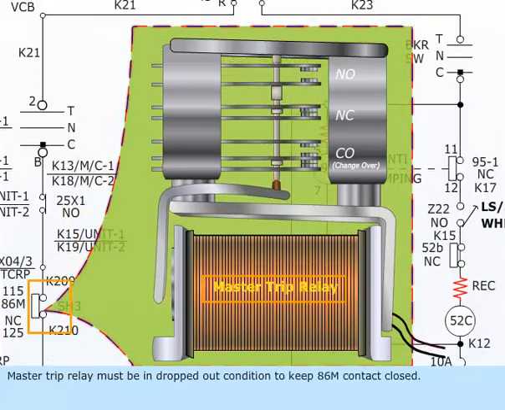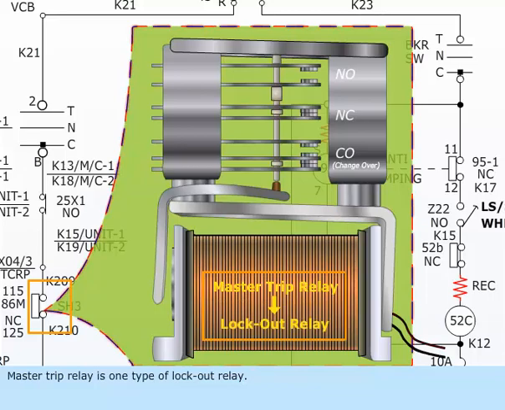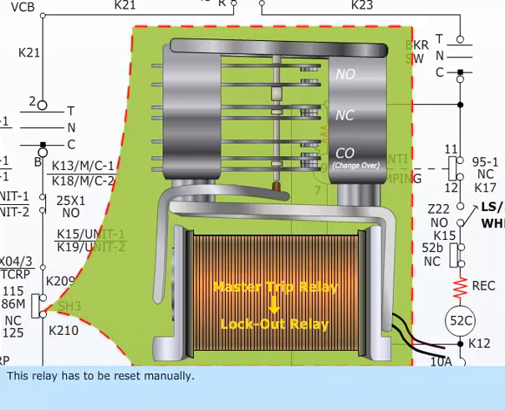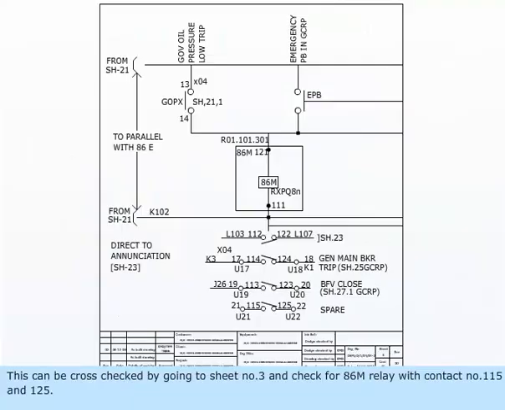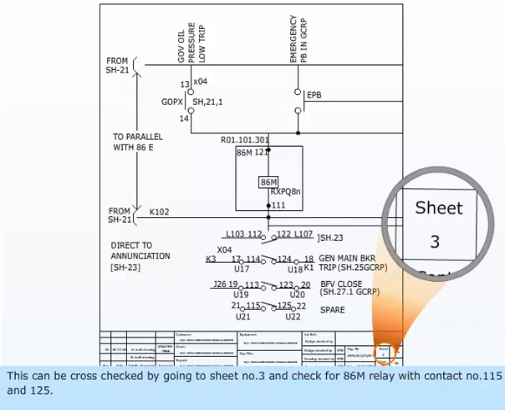Master trip relay must be in dropped out condition to keep 86M contact closed. Master trip relay is one type of lockout relay. Once it is picked up due to fault, it can't reset itself automatically. This relay has to be reset manually. This can be cross-checked by going to sheet number 3 and checking for 86M relay with contact number 115 and 125.